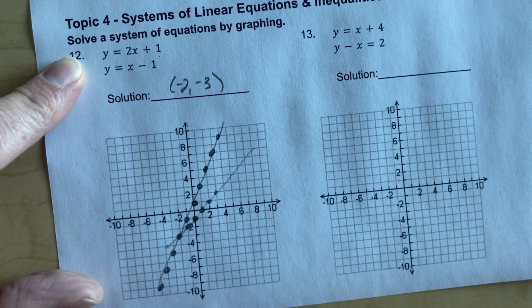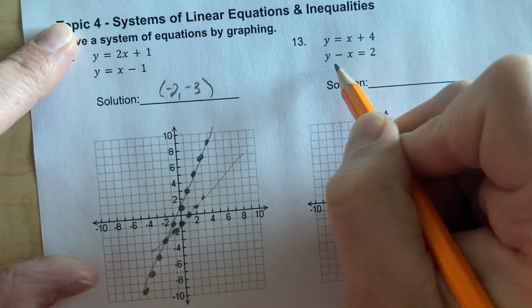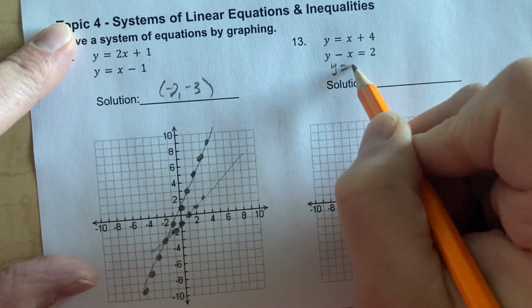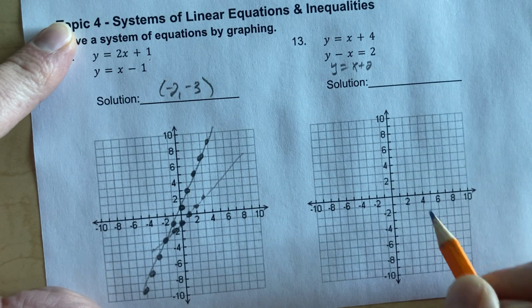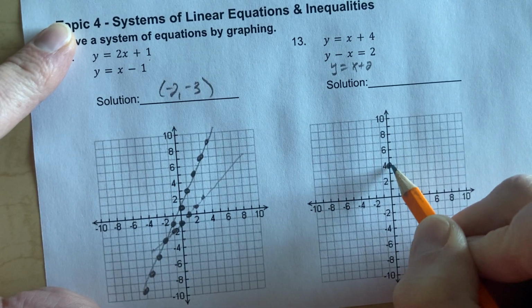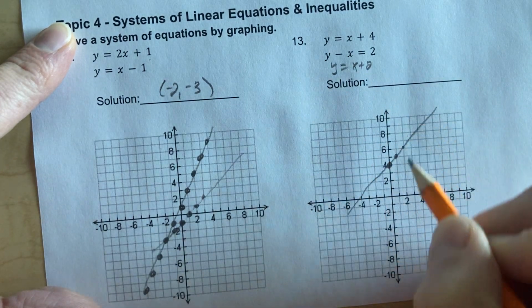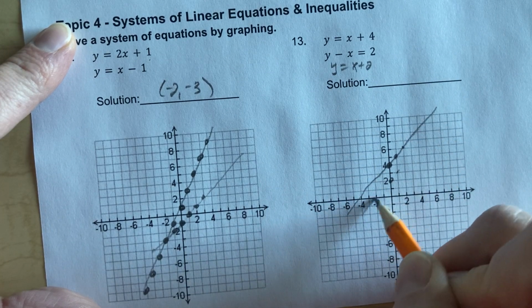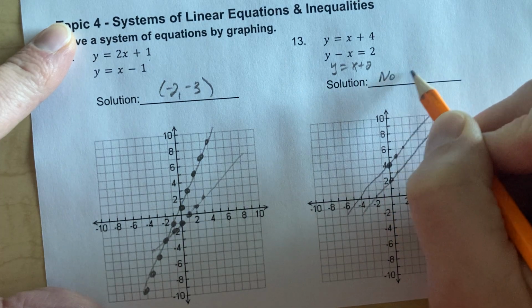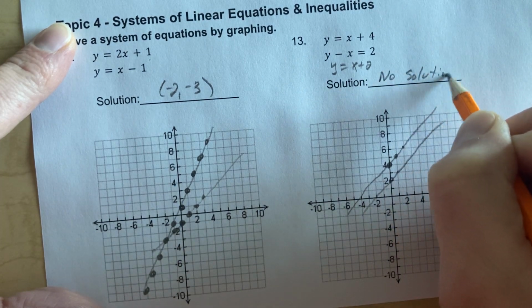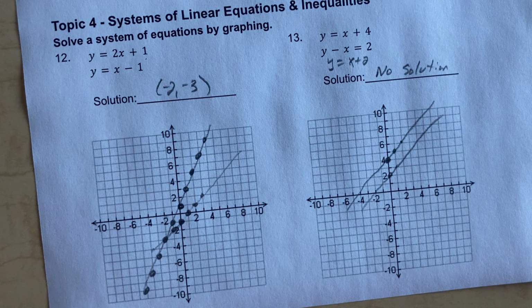All right, very good. For this one, I'm going to add this x over and make it x plus 2. So I have one that starts at 4 and goes up 1 over 1, looks kind of like that. And I have another one that starts at 2 and goes up 1 over 1. Well, those are parallel. And because they're parallel, we'll have no solution on that. They do not intersect.